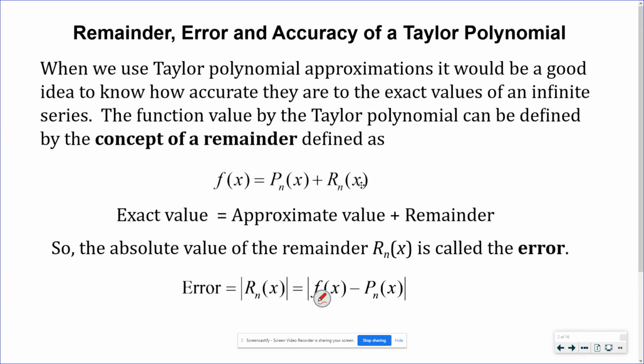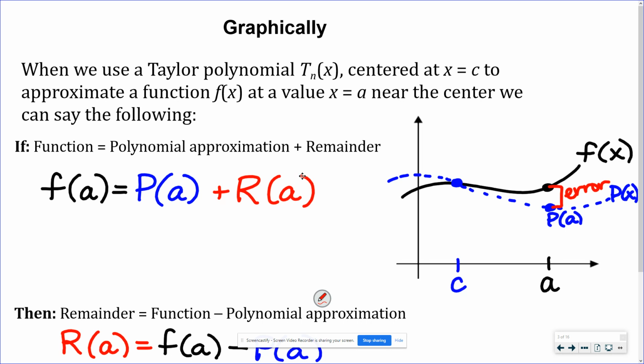And if we want to use the remainder to find the error, the error would just be the absolute value of your remainder. So error in general is just a positive number, where the remainder can have a positive or negative sign to it. Here's a visual to go with that concept.